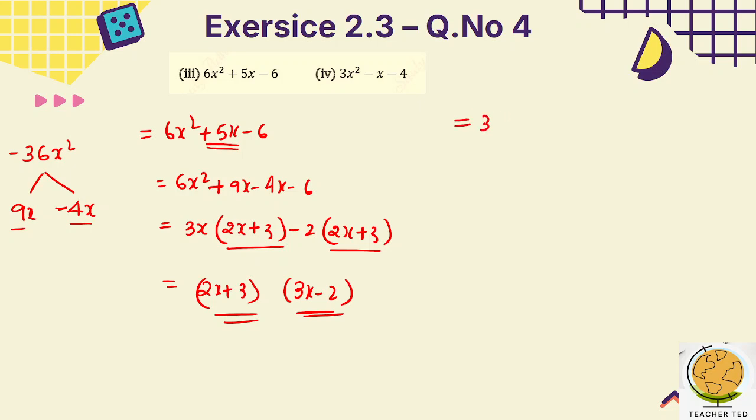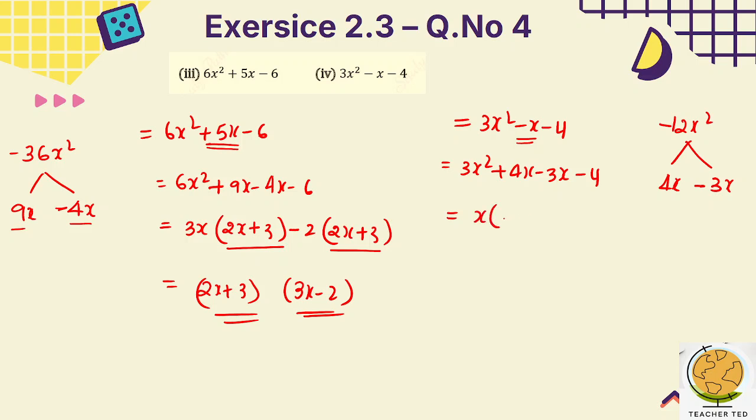Next one, 3x square minus x minus 4. So 3 4s are 12, 12x square. You need to split the middle term. For 12x square, you need to take the factors 4x and 3x. 4 3s are 12, so plus is there. Again here you need to have a minus x, so substitute minus here, and it is again a negative sign. I forgot to put negative here, because 3x square times minus 4 is minus 12x square. So it becomes 3x square plus 4x minus 3x minus 4.